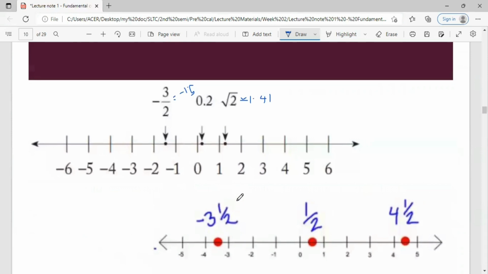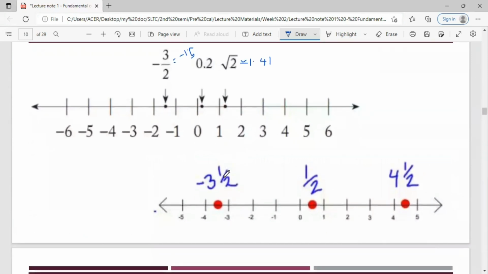And also here you can see minus 3 and a half. So something here, and here also a half. That means in between 0 and 1. Right? And here 4 and a half, so in between 4 and 5. 4 and a half in here. Right?